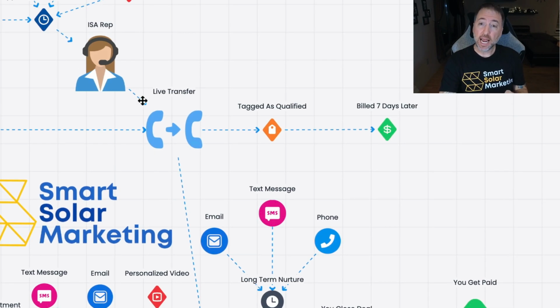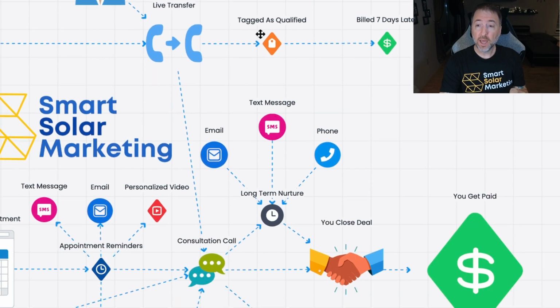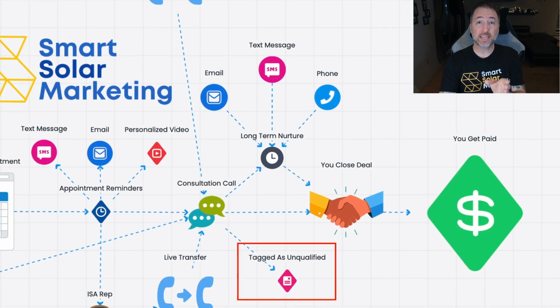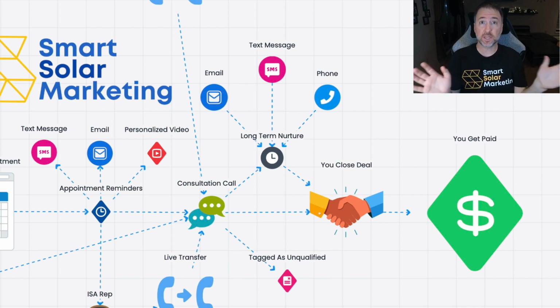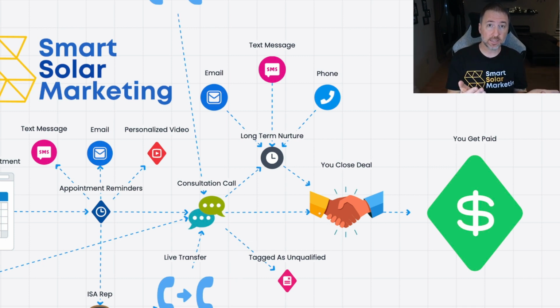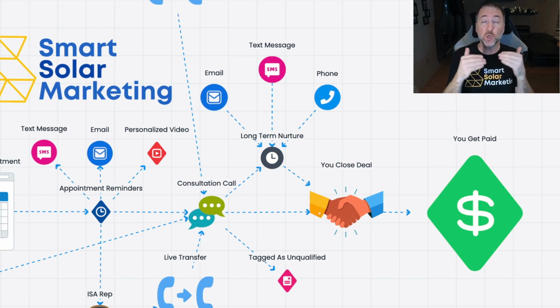Now, as soon as we initiate this live transfer call, our system tags them as qualified. Then you have 7 days to mark them as not qualified if they're not, because sometimes things happen. They might tell us one answer, but as you talk to them, you'll find out that's actually not the case. Maybe they were misunderstood in their information, or maybe they were lying, who knows? So once in a while, there is going to be somebody who we think is qualified, but you'll determine that they're not.